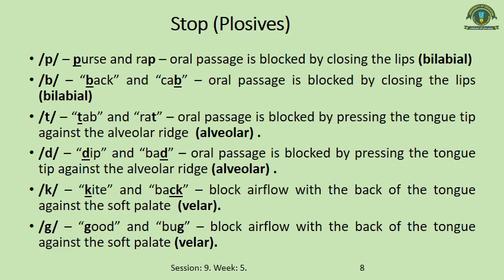The next sound is B. Let's try to understand the sound B with the help of these two words: back, cab. Now what happens when we produce back and cab? The oral passage is blocked by closing the lips, and again this is a bilabial sound. Okay, bilabial sound. Back, cab.